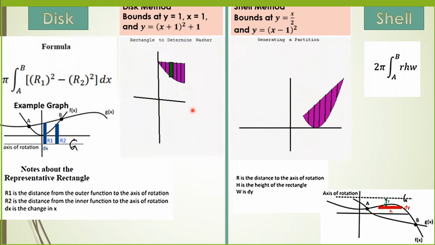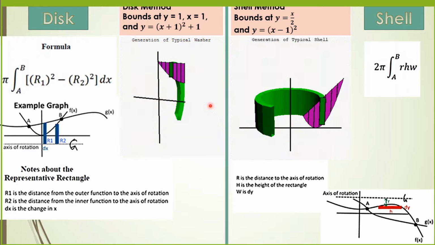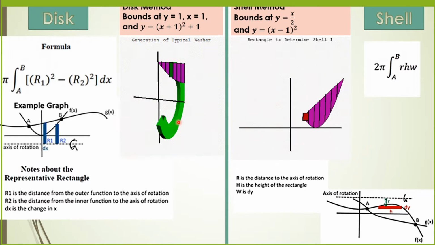So back into this. We use the disk method whenever we're revolving around a horizontal axis of rotation, so in this case, the x-axis. And what we're going to do is create a bunch of vertical disks that spin around that axis of rotation.